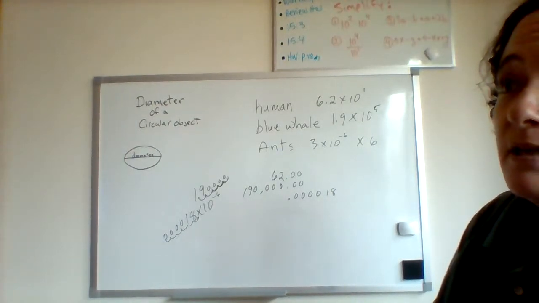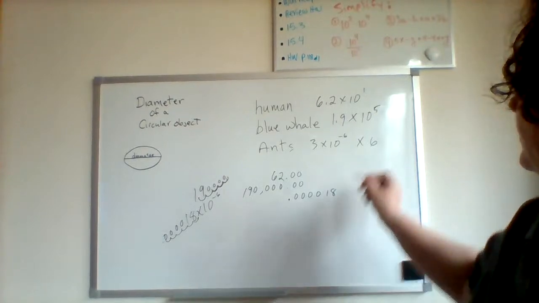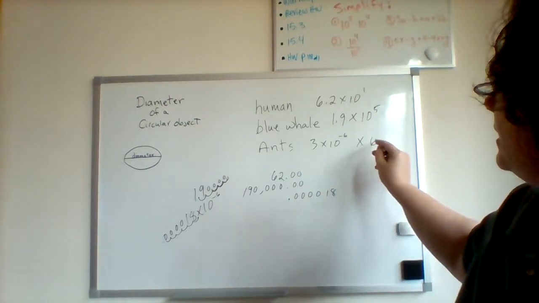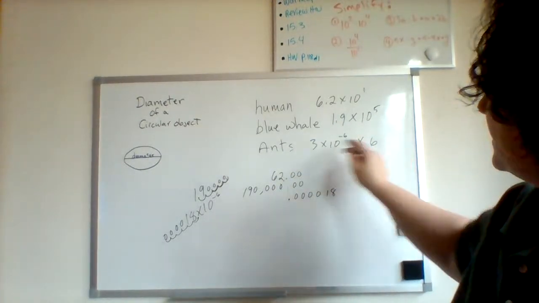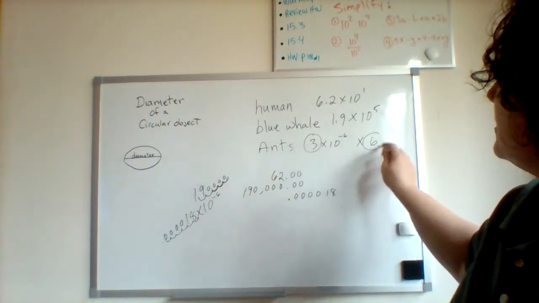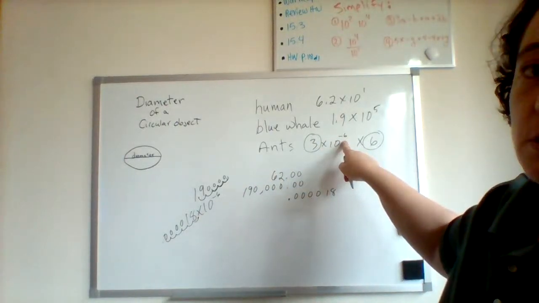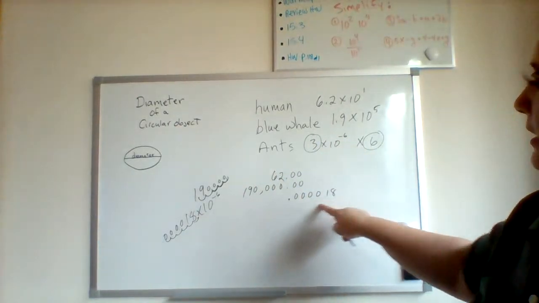That's a tiny creature. How did you get 18? Because we're interested in 6 ants. 6 ants are in the question. So 3 times 6 is 18, and I have to do to the negative 6, and that's why it's so tiny.